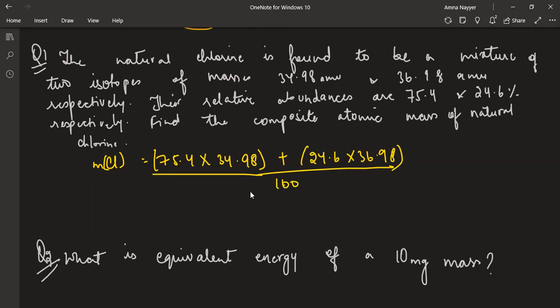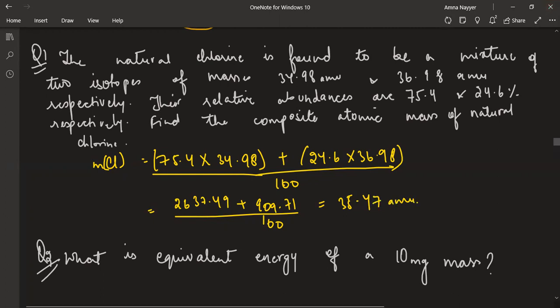Directly divided by 100. So when you solve this, this will be around 2637.49 plus 909.71 divided by 100. So your answer, since we all remember the answer for this, you can remember, directly write it as 35.47.